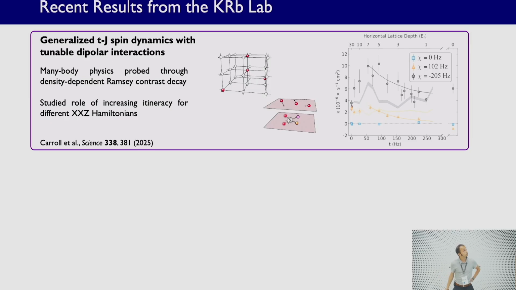And just to show some recent results from the KRb lab, from before I joined, they studied spin dynamics in the t-J model, the model that I just described, and varied the tunneling rates and also this anisotropy parameter chi, and studied the density-dependent contrast decay in Ramsey contrast experiments. I don't have time to explain this in detail.